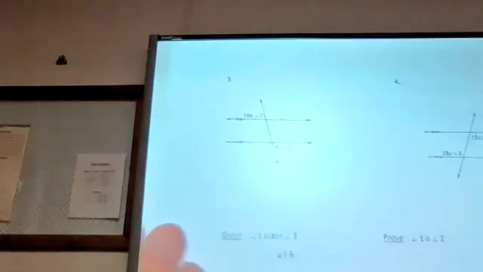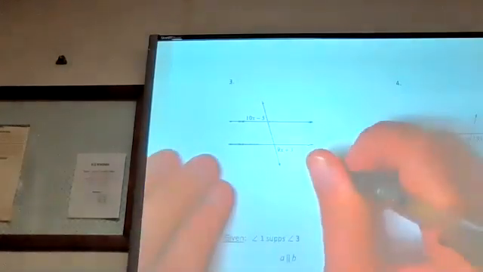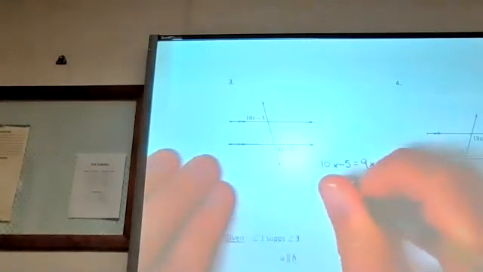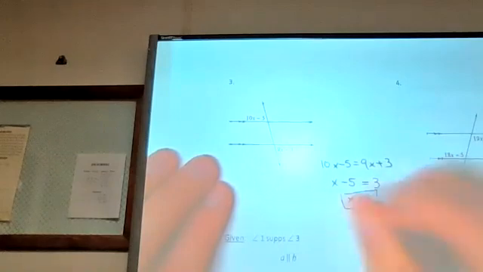On the back side, we have two more of these. What is the relationship on 3? Alternate exterior, which means they're congruent. This is a quick and easy one to solve because you subtract 9 and you just have x minus 5 equals 3, or x equals 8.